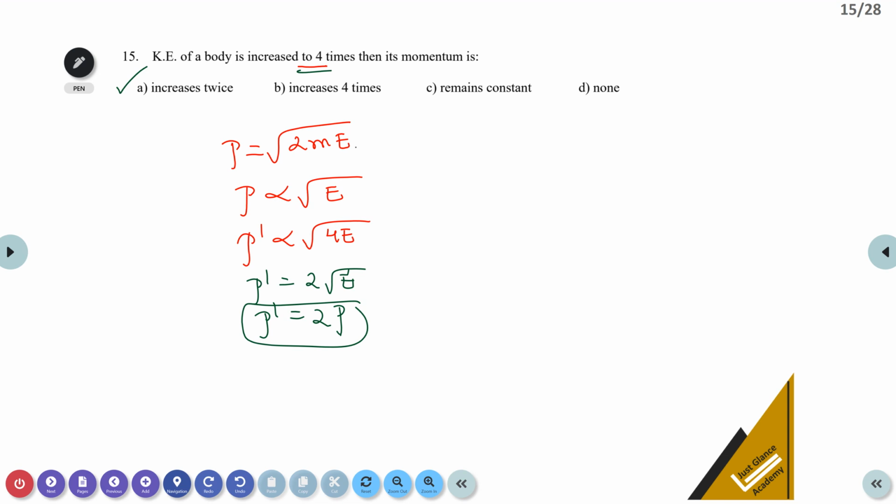I think probably you followed that. Suppose it increases by 9 times. Increase to is different, increase by is different. If it is increased by, it means E plus 4E. Read the sentence carefully. Okay. Next. Momentum is doubled, because it is a square root of E. Square root of 4 equal to 2.